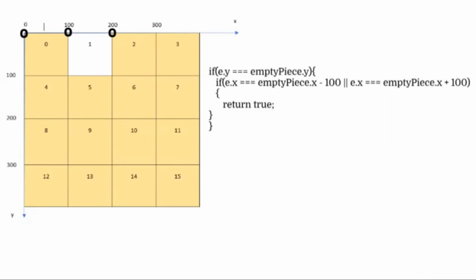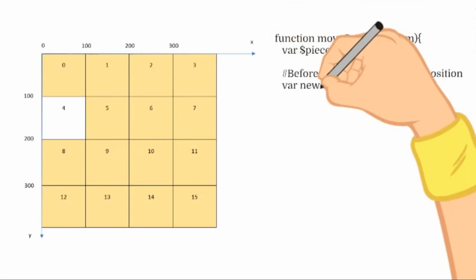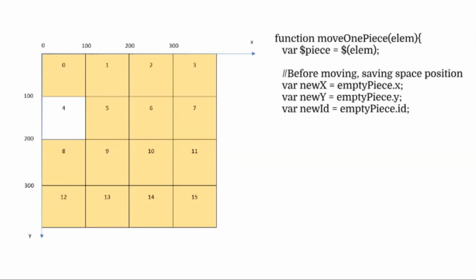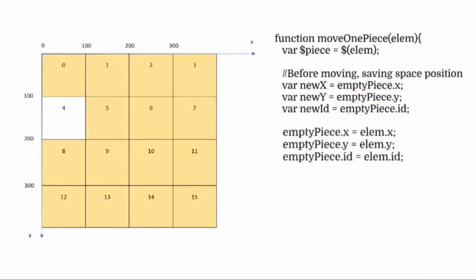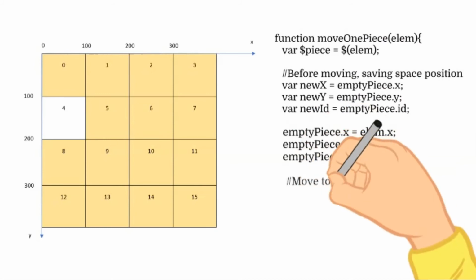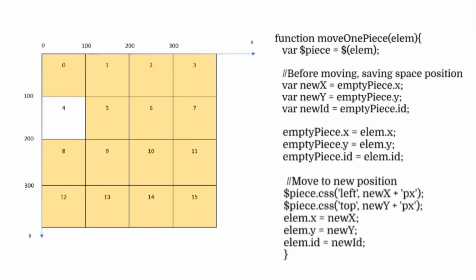Next is the function to move a piece. We need to do 3 things. First, we store the empty space position in temporary variables. Second, we assign the current piece position to the empty space variables. Finally, we assign the temporarily stored values to the current piece variable. Again, please read the code and let me know if there's something unclear to you.